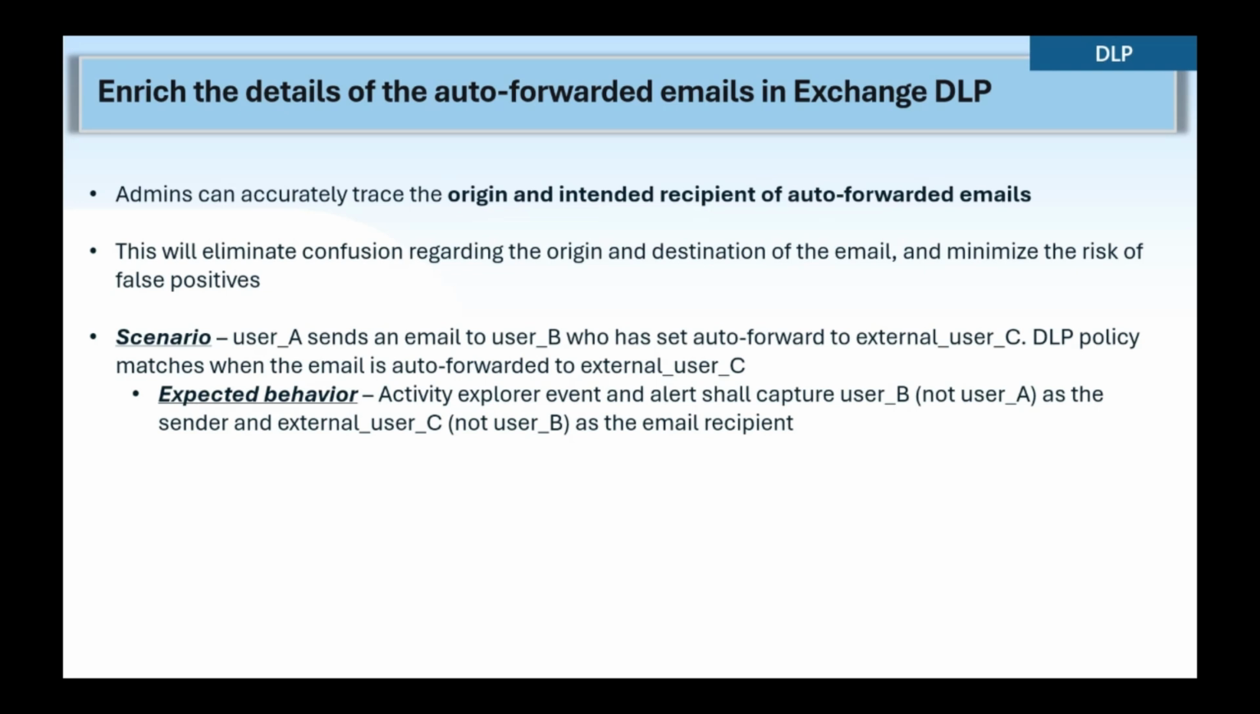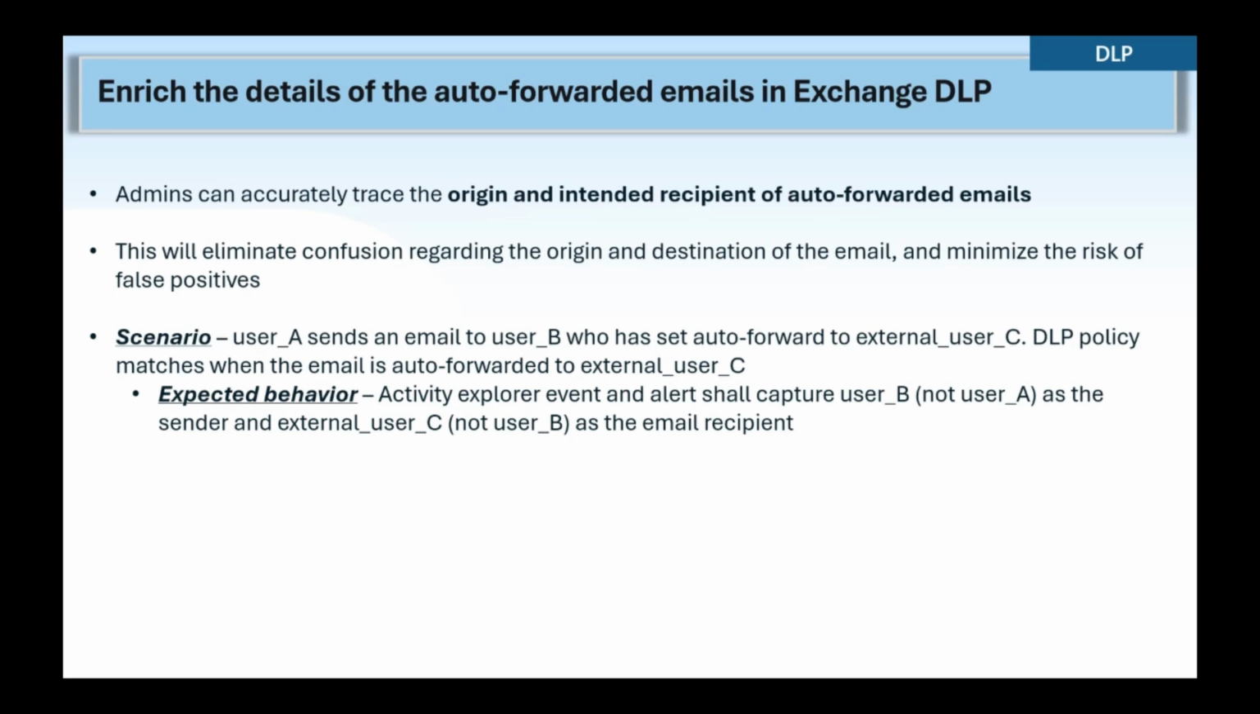Now, when auto forward goes to an external user, the DLP policy is triggered for the condition that content is shared with people outside the org, right? But still, the alert and the Activity Explorer event would show the recipient as the internal user, which actually misleads admins. So this is improved now to display the recipient of the forwarded email.